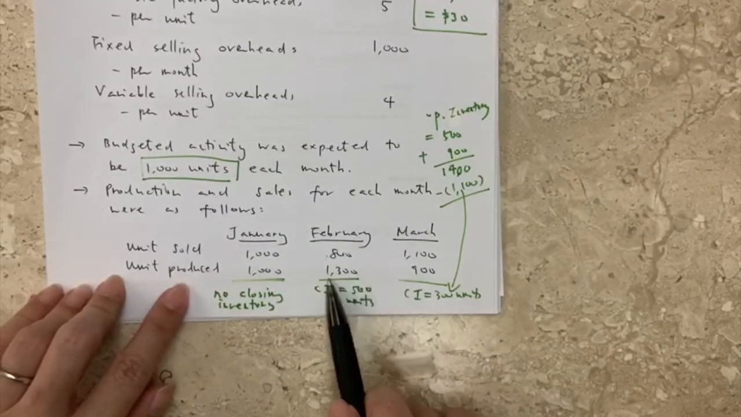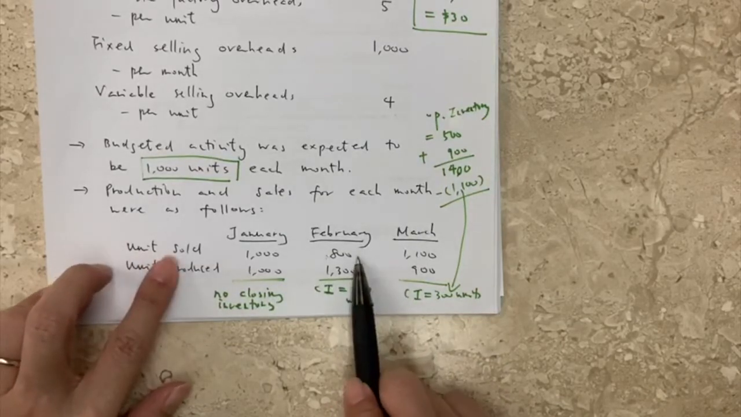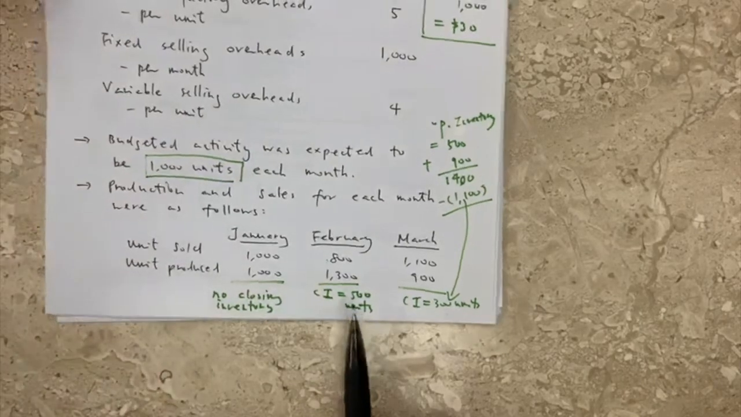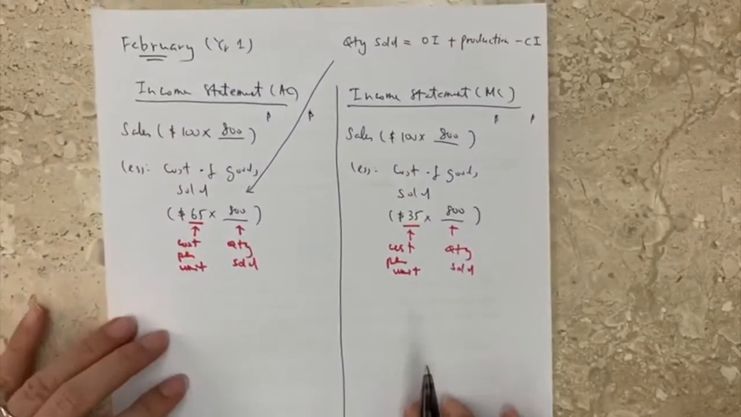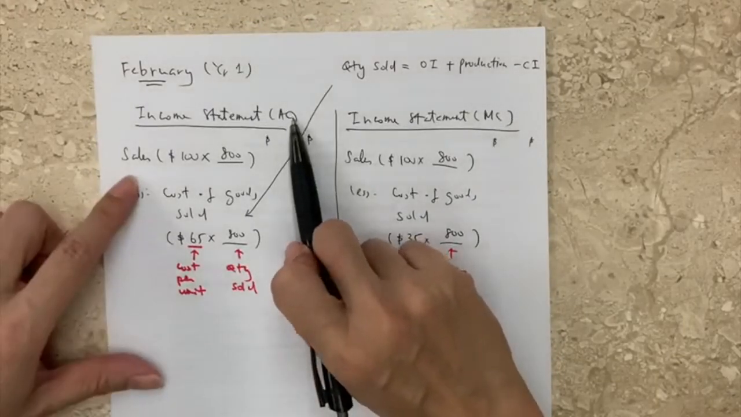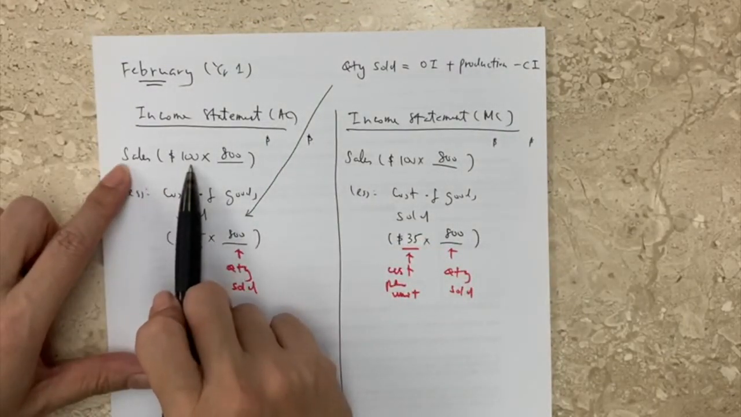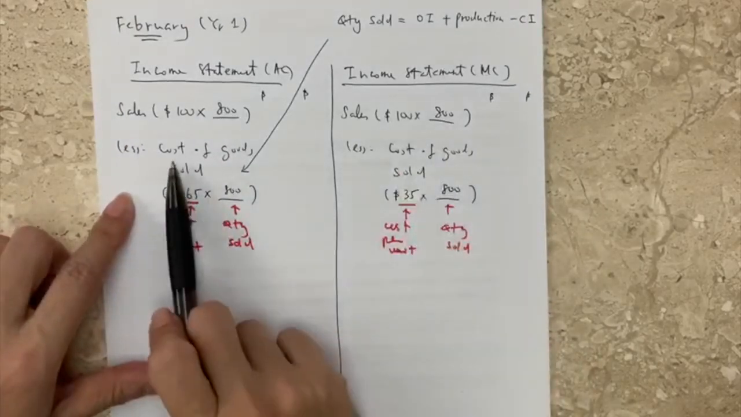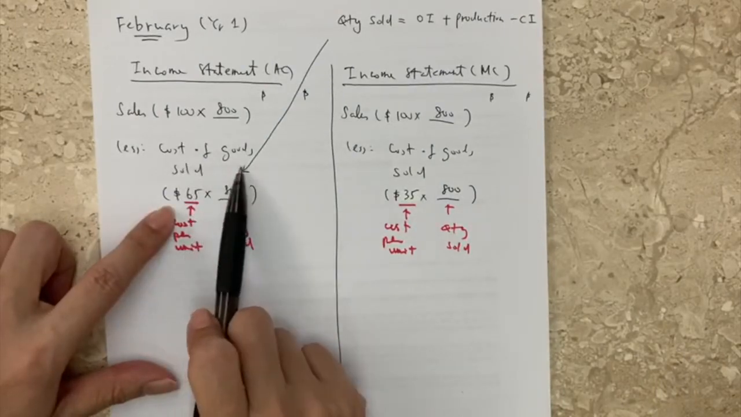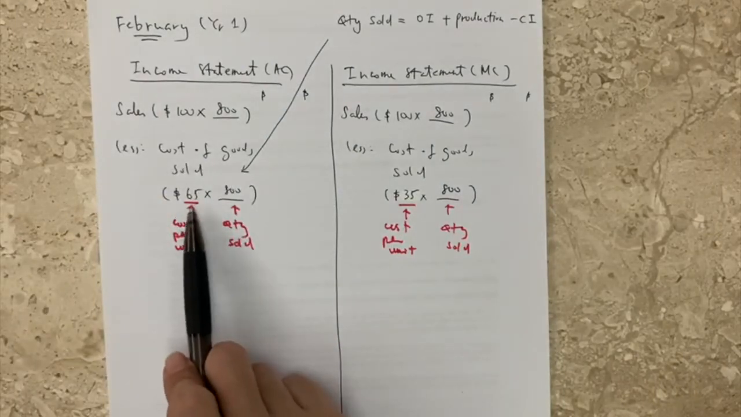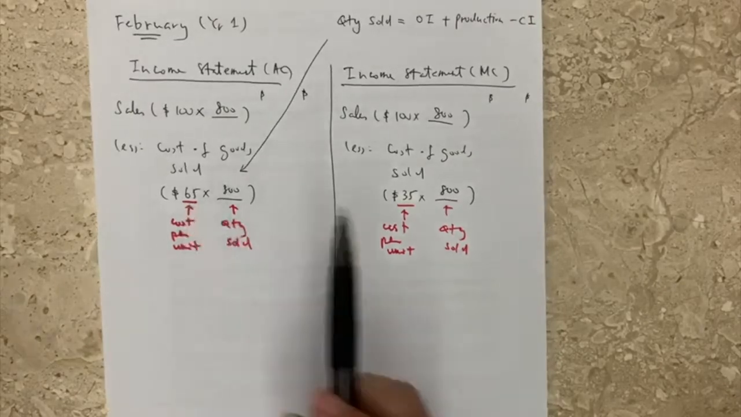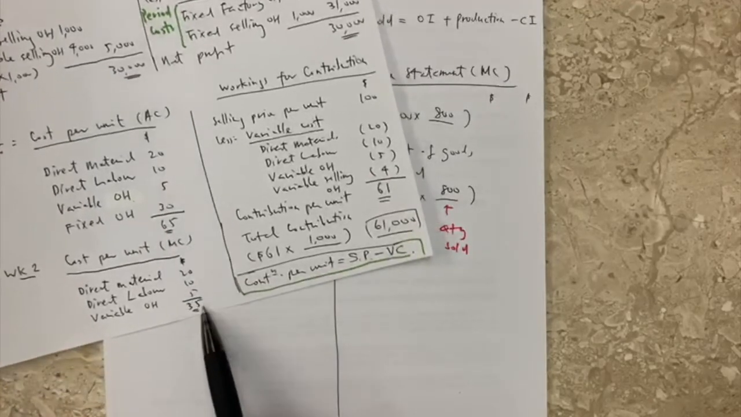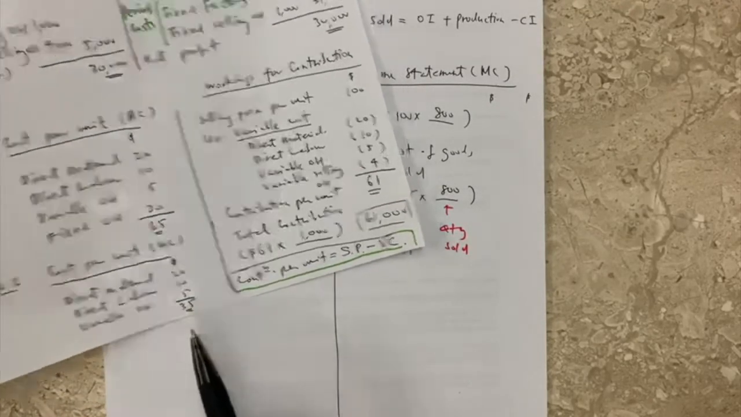So units produced is 1,300 and units sold is 800. So therefore we have this closing inventory of 500 units left in February. All right, so here is the income statements. Under absorption costing, we have sales, which is always the selling price times quantity sold, and there is no difference under marginal costing. And then minus cost of goods sold. So cost of goods sold is equal to the cost per unit 65. We don't need to calculate that one more time because we already get it here in January. 65 under absorption costing, $35 per unit under marginal costing system.